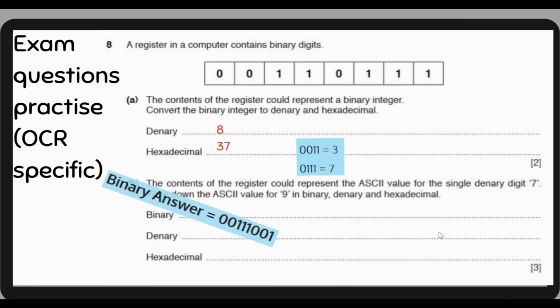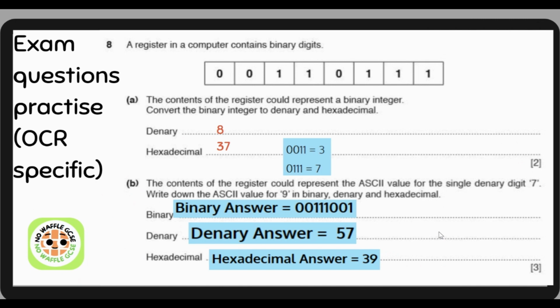Now let's look at the answers. So the denary value is 8 and the hexadecimal is 3, 7. And for B, you can see the answers there.